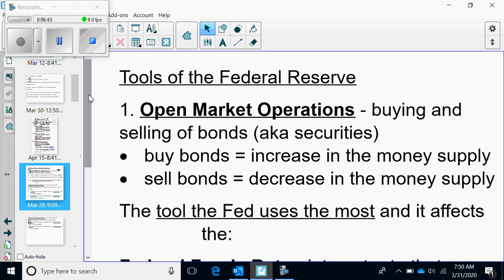The main tool that the Fed uses is something called open market operations. It's the buying and selling of bonds. Bonds are also known as securities. So when the Fed buys bonds, this increases the money supply. And when they sell bonds, this decreases the money supply. A little way to remember this is: buy bonds equals big bucks, sell bonds equals small bucks.